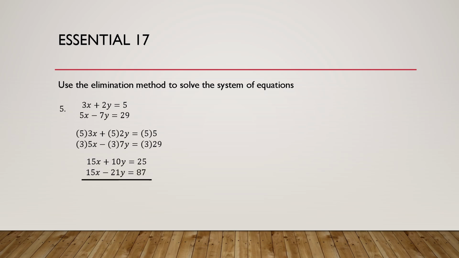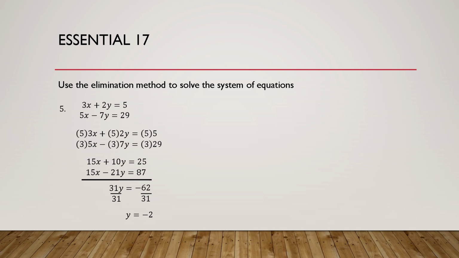Now we simply subtract. 15x minus 15x equals 0. 10y minus a negative 21y is 31y, and 25 minus 87 is negative 62. The result is 31y equals negative 62. When we divide both sides by 31, we get y equals negative 2.